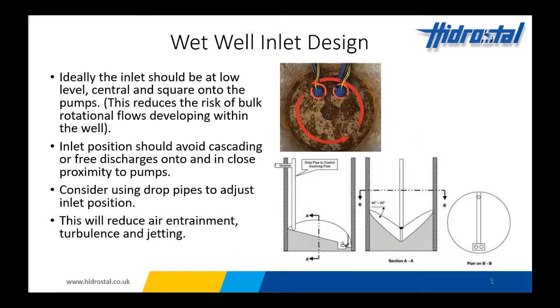The other thing about the inlet is obviously, as we said before, avoid cascading. So if you put a drop pipe down here, that will take away a lot of the velocity generated through the gravity fall. And again, you see here, section AA, central, section BB, square onto the two pumps. So all this helps reduce air entrainment and jetting.